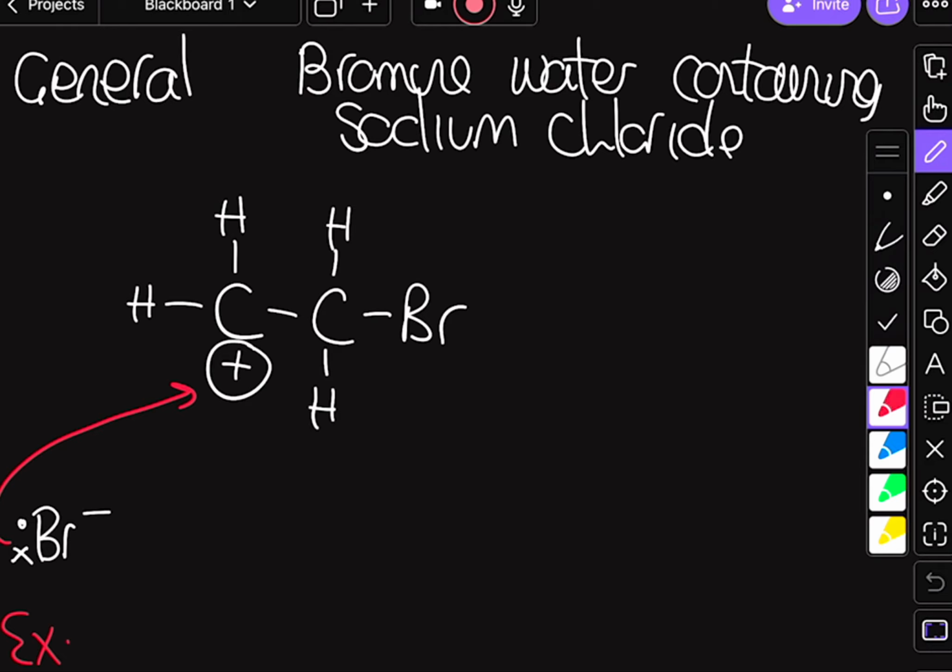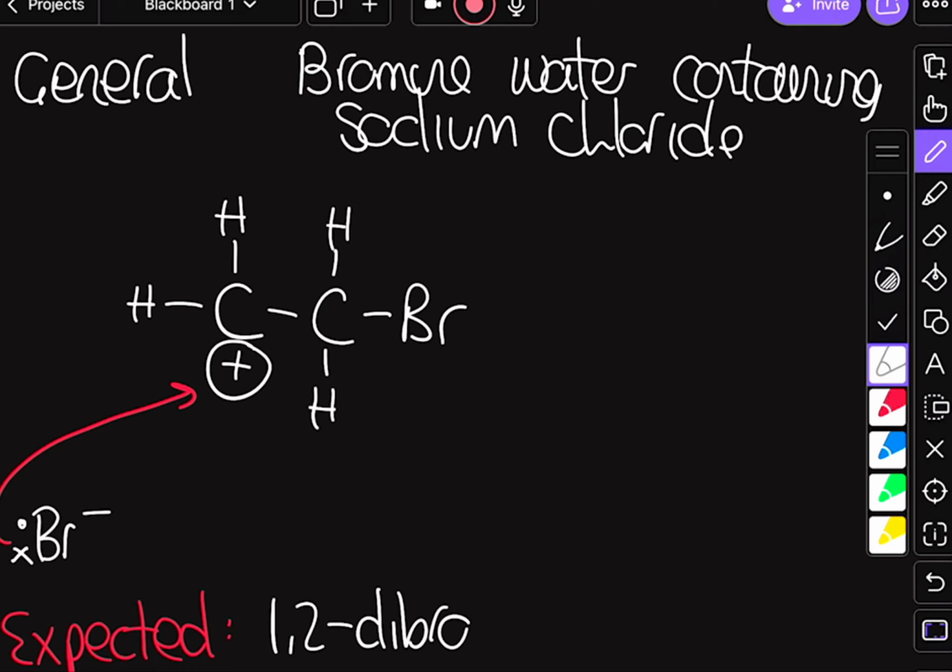So the expected product is going to be the 1,2-dibromoethane. That is expected. So if you were showing your piece of evidence for this scenario up here, then you could draw your bromide ion attaching to this, and then you draw your end product that goes with it. Okay, I'm not going to fill in the H's here, I'm going to be lazy. So that is an expected product.